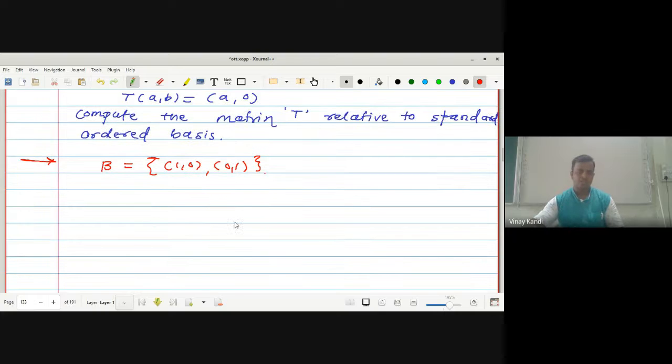Okay, now write down all the given things first. T is the mapping from V2 over F to V2 over F. Okay, it's a linear map.